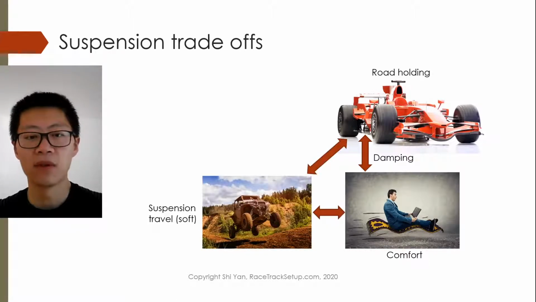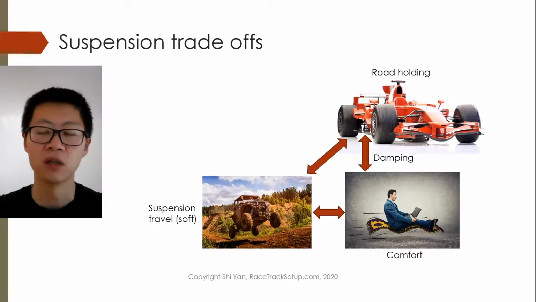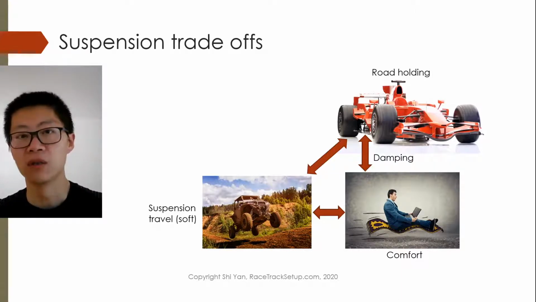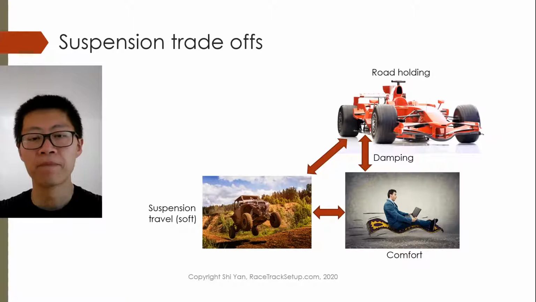And with increased suspension travel, it is possible to achieve a better road holding comfort compromise. If there is no suspension travel, such as in a go-kart, then the comfort would be bad, and the road holding on a very bumpy surface would also be bad, because the tire would be jumping into the air quite often.